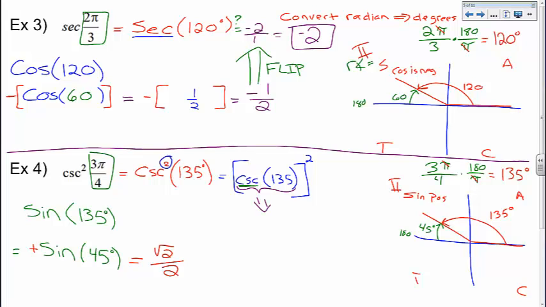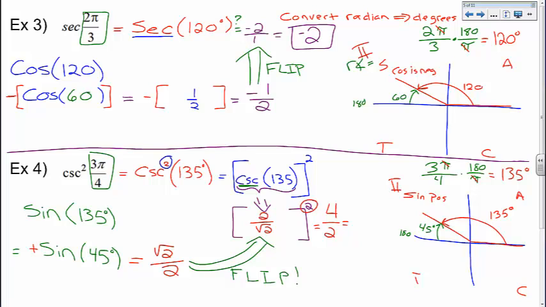Remember, I'm only looking for cosecant of 135, so I'm going to take the flipped value of sine, which is equal to 2 over radical 2. Now don't panic, I realize there is a radical in the denominator, but when you square it, you get 4 over 2, which equals 2.